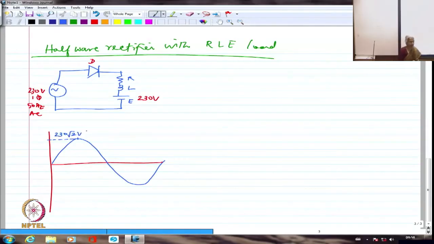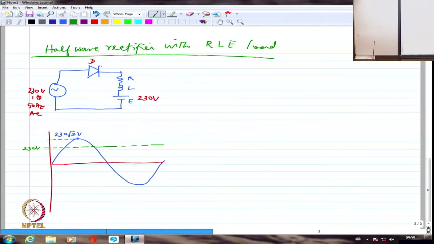Is going to be somewhere here. Right? So whenever there is no current, I'm going to have the battery voltage directly showing up at the cathode of the diode. If there is no current, it's open circuit. So obviously the cathode of the diode will have the same 230 volts. So only when the anode reaches 230 volts, it can have any conduction. Otherwise it cannot have any conduction.